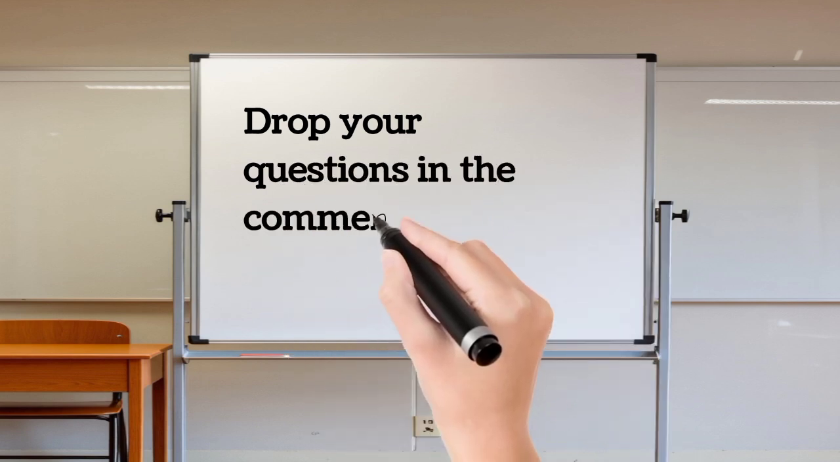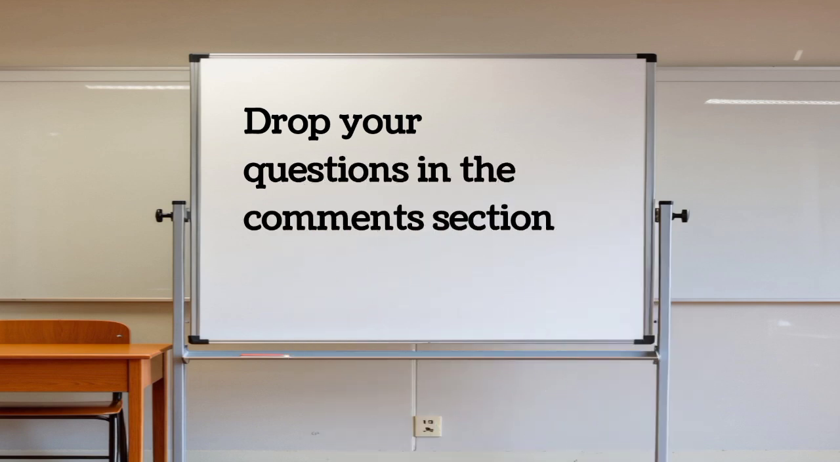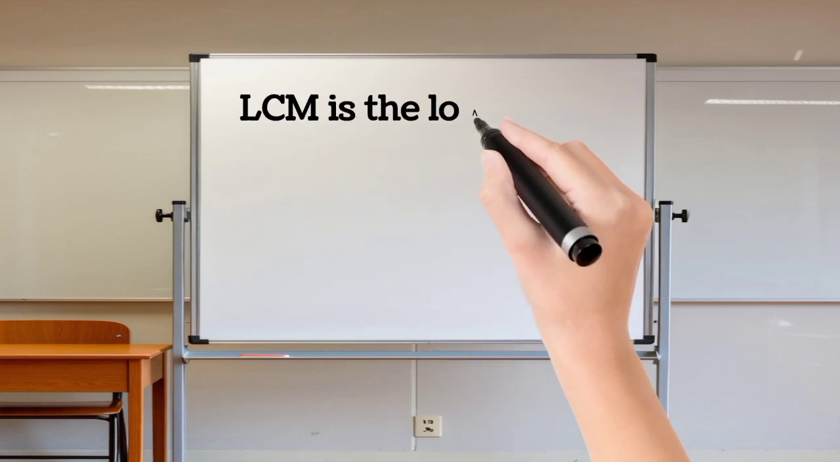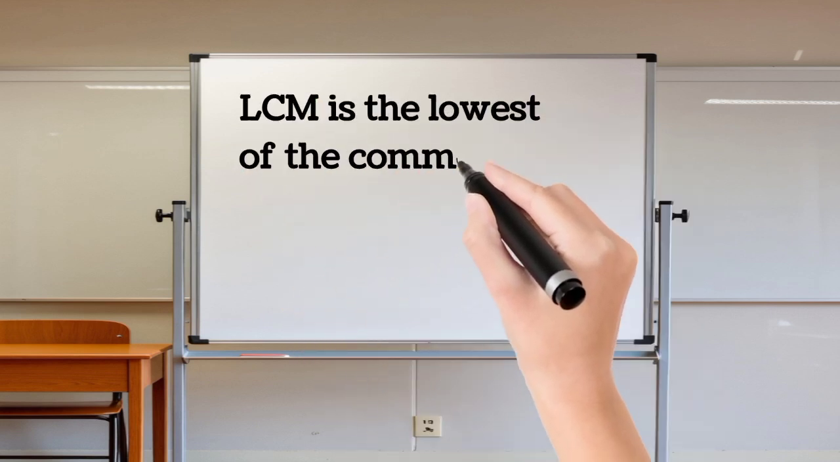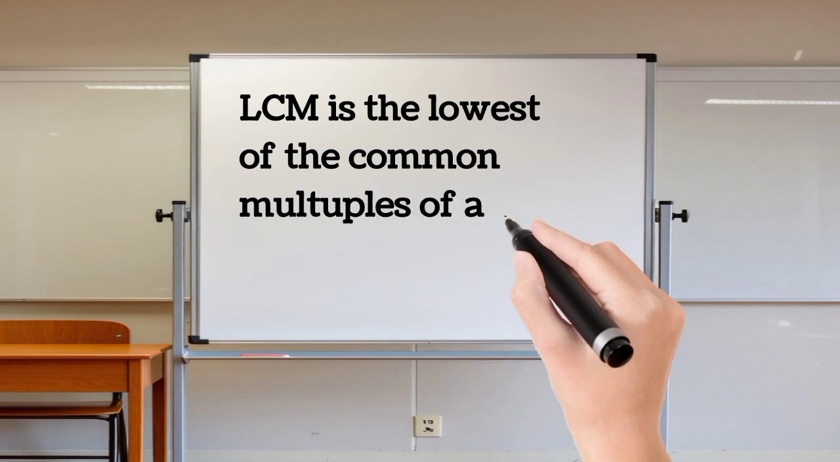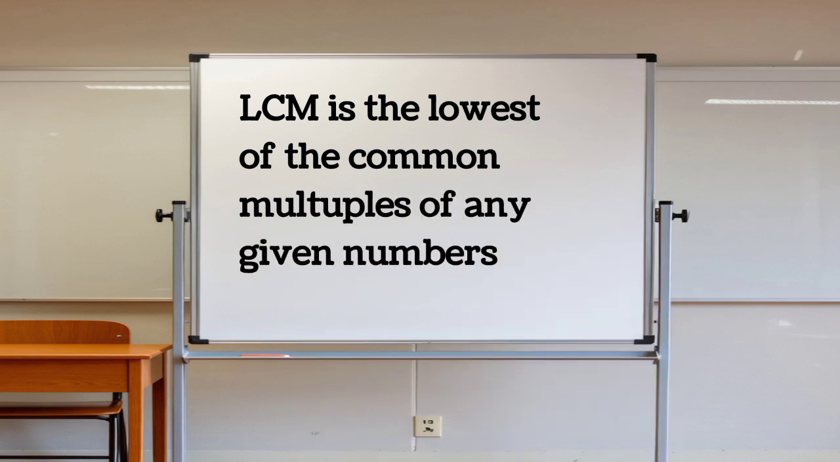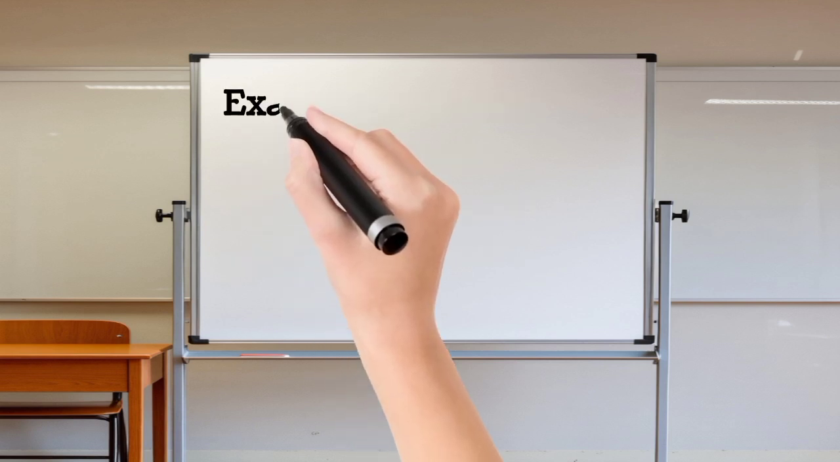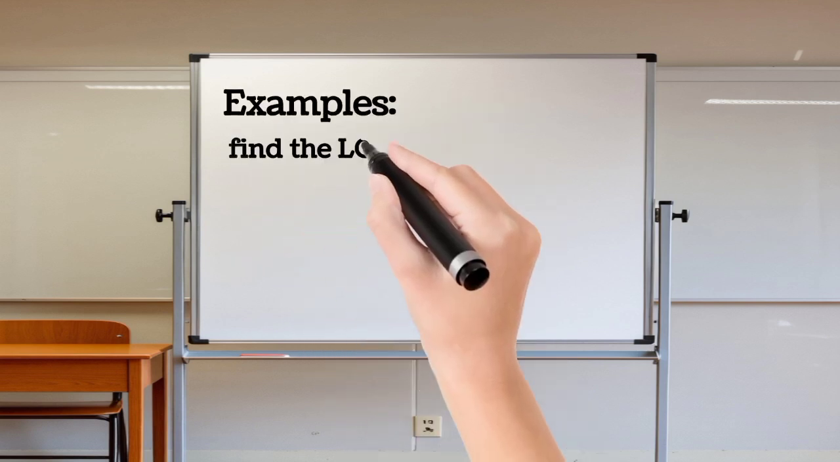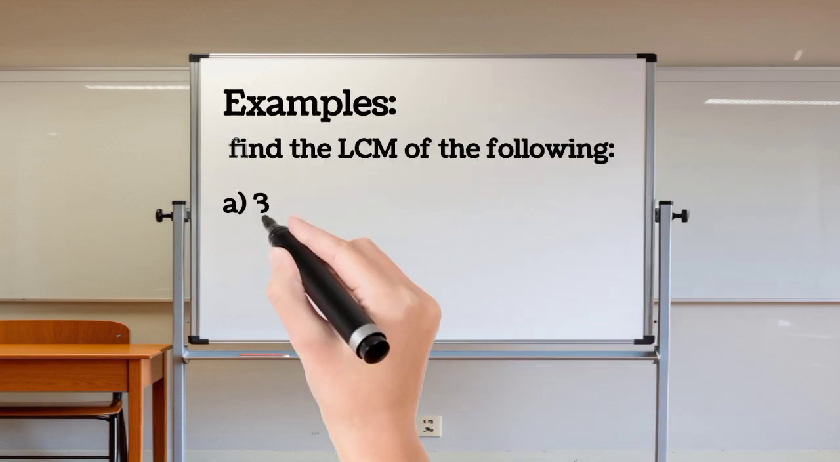Alright, so we proceed to LCM, which is lowest common multiple. The lowest common multiple of any numbers, LCM, is the smallest common multiple in the list. Okay, you can have up to 5, 7 common multiples, but the smallest among them is the LCM. Right, so let's take some examples. Find the LCM of the following. We have number 1, 3 and 4.